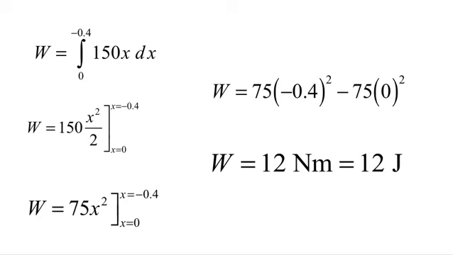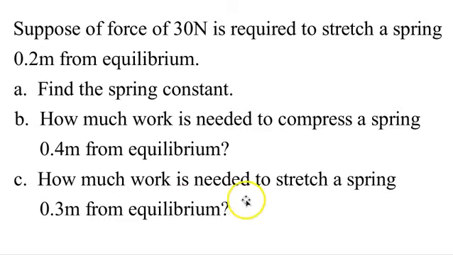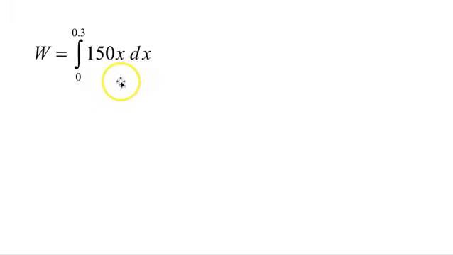Let's take a look at that. How much work is needed to stretch a spring 0.3 meters from equilibrium? So how will this be different? We're starting at equilibrium, we're starting at 0, and we are stretching 0.3. So our integral will go from 0 to 0.3. Now it's the same spring. So the spring constant we used in the previous problem, we can also use in this one. So our spring constant was 150.